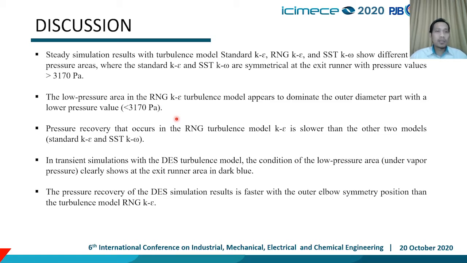Pressure recovery that occurs in the RNG K-epsilon turbulence model is slower than the other two models, standard K-epsilon and SST K-omega. In transient simulation with the DES turbulence model, the condition of low pressure area under vapor pressure clearly shows at the runner exit area in dark blue.